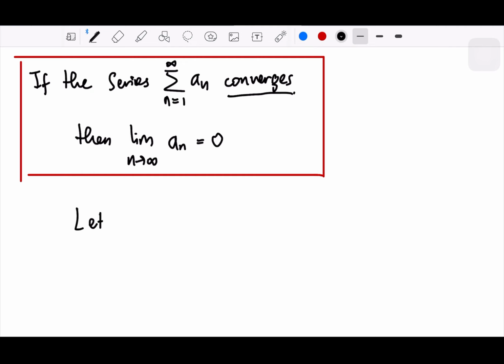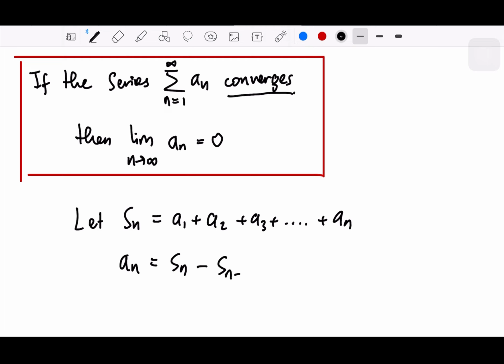So let the Sn equal to the series A1 plus A2 plus A3 plus until some n, until an. Okay. We can write the an, the sequence an, as Sn minus Sn minus 1. Okay? An is the difference between these two partial sums, right?